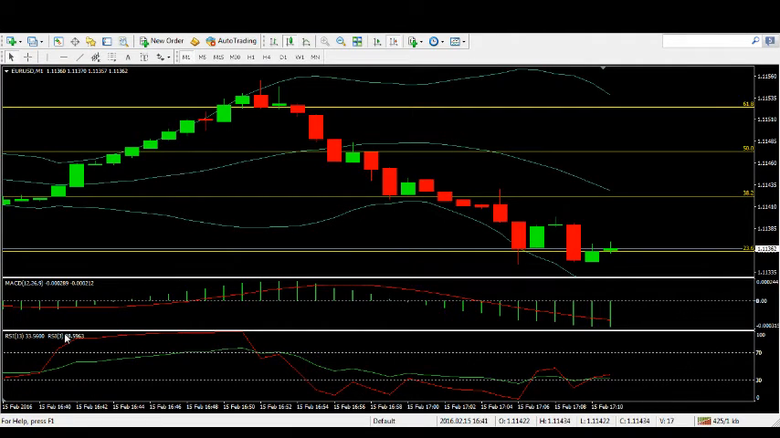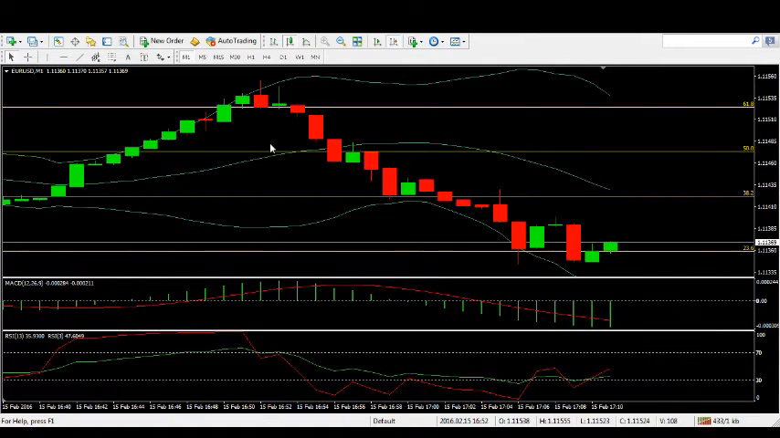For example, the relative strength index with 70-30 levels, moving average, MACD 12-26-9, Bollinger Bands with period 20 and deviation 2, but later we'll mix and change the trading indicators, and Fibonacci retracement.